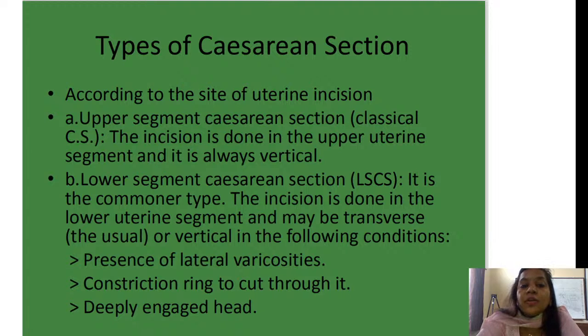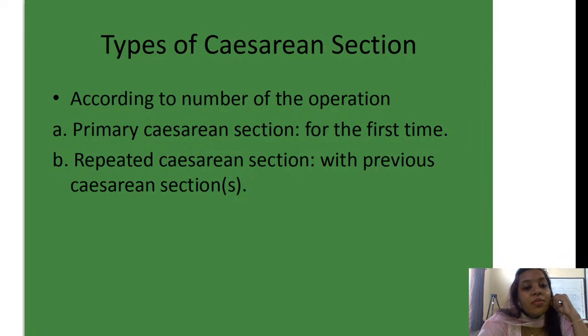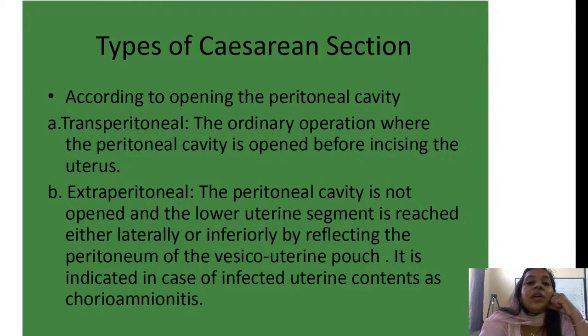Then, according to the site of uterine incision: upper segment caesarean section, where the incision is done in the upper uterine segment and is always vertical. Lower segment caesarean section is the commoner type, most common in fact. The incision is done in the lower uterine segment and may be transverse or vertical in the following conditions: presence of lateral varicosity, constriction ring, to cut through a deeply engaged head. Then, according to the number of operations: primary caesarean section for the first time, and repeated caesarean section with previous caesarean sections.